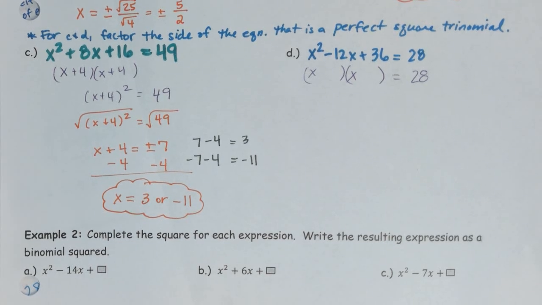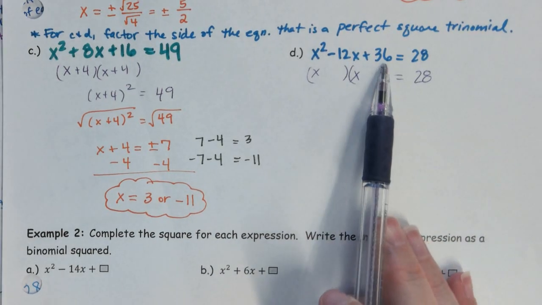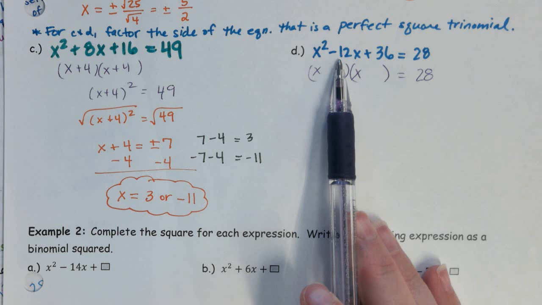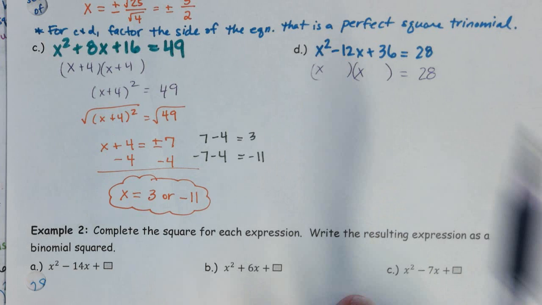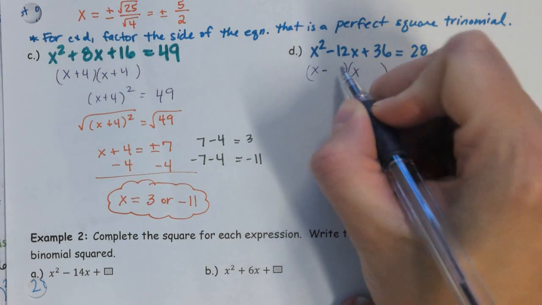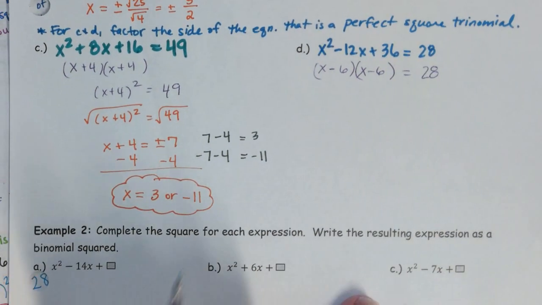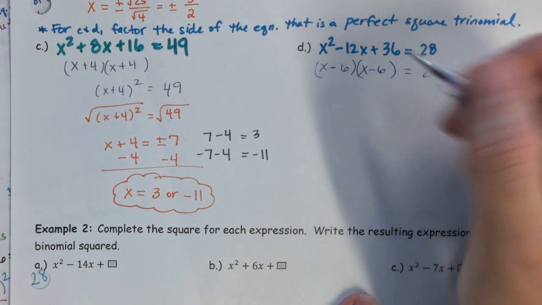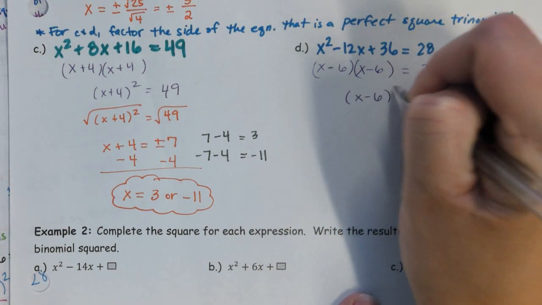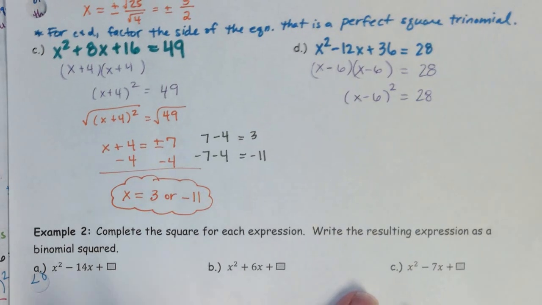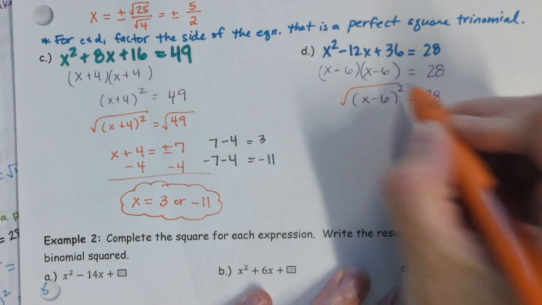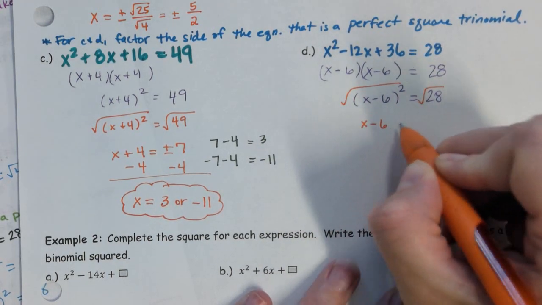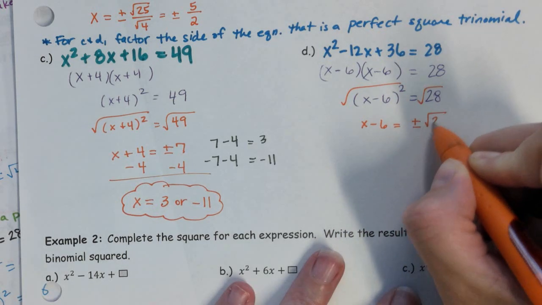But even if I didn't tell you that, if you are factoring, you're looking for two values that multiply to 36 but add to negative 12. So that's just going to be what and what? 6, right? And because this is a negative, make sure they're both minus. It's not going to be plus every time. It depends on that middle number. So then I can rewrite it as x minus 6 squared. And once you're there, you can take the square root. Then I have x minus 6 equals plus or minus the square root of 28.